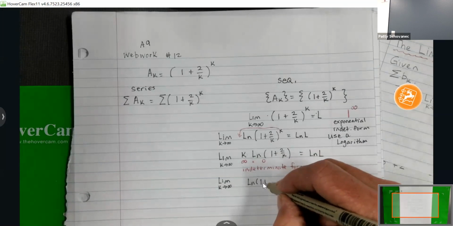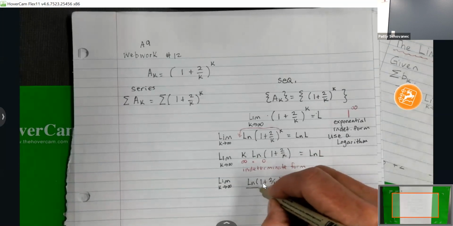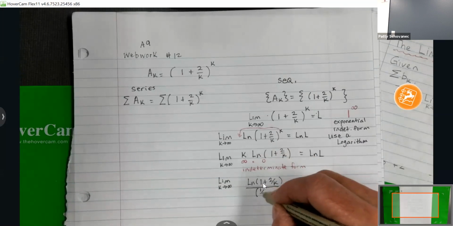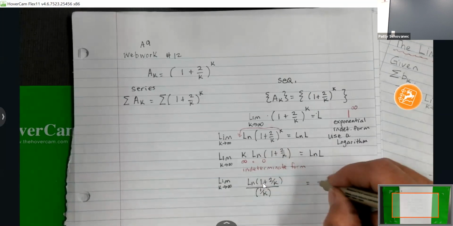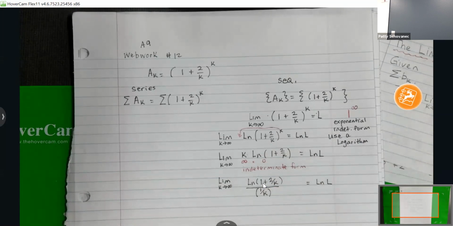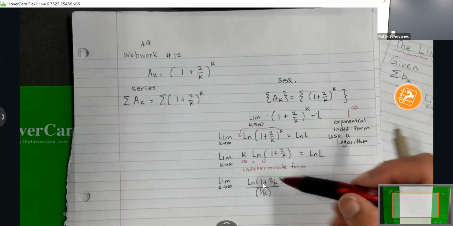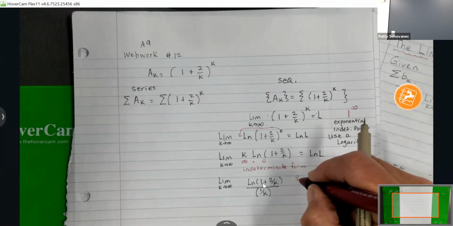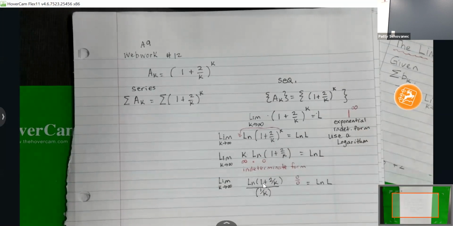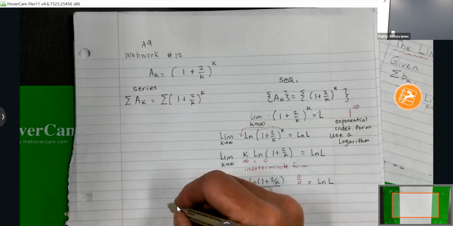So I'm going to keep this on top, and I'm going to write this k as a 1 over k. Just an algebraic manipulation, but now as k goes to infinity, both of these guys go to 0 and the log of 1 is 0. And so I have it in the appropriate form for L'Hopital's rule. L'Hopital's rule says take the derivative of the top, divide it by the derivative of the bottom. If that has a limit, then that's the limit of the original expression. So here goes L'Hopital's rule.